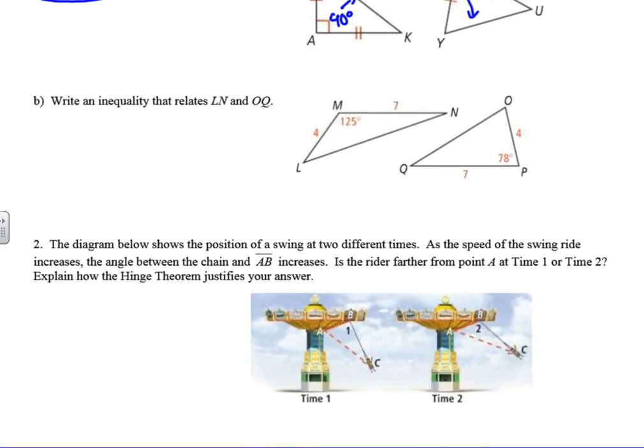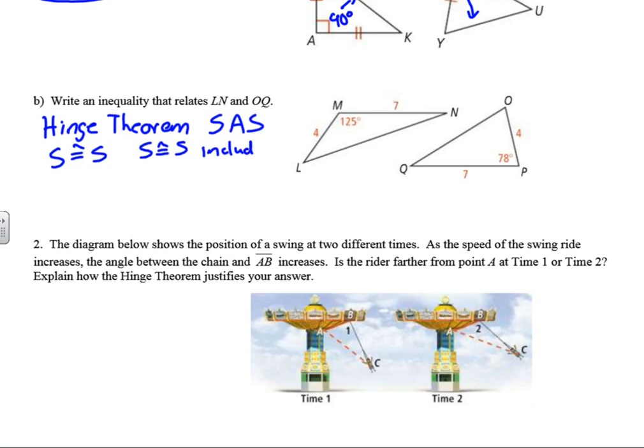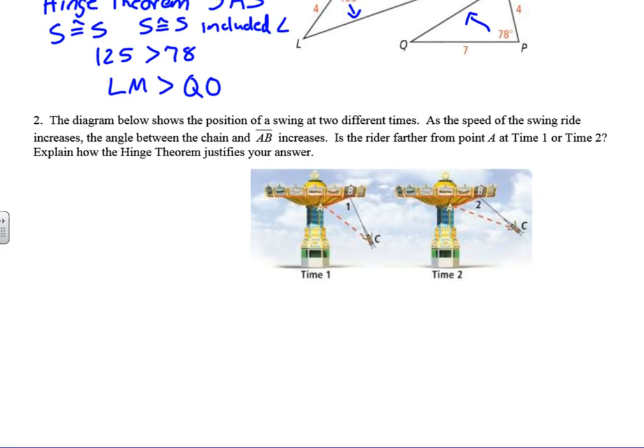So if we look at number 2, it's another kind of hinge theorem. You can identify it when it's like side angle side. Now they're not exactly the same. The sides are congruent, so side congruent to a side congruent to a side, and the included angle. That's the difference. So we look at these two and we see 125 is greater than 78. And so therefore the side opposite 125, which would be LM, side LM, must be greater than side QO. Again, it's not a really complex idea, it's just something we have to recognize.